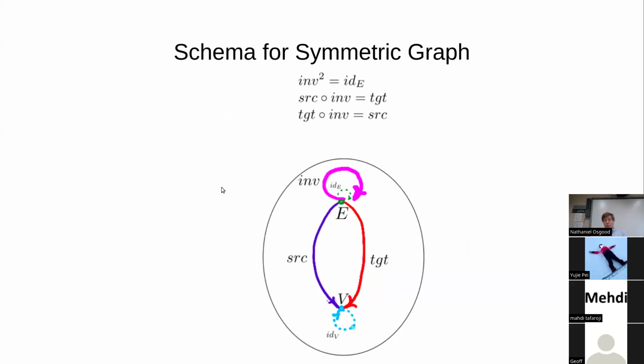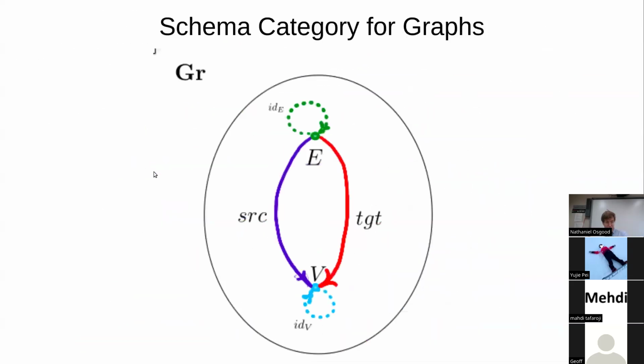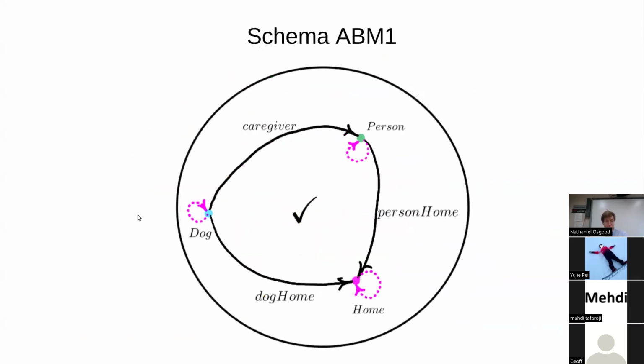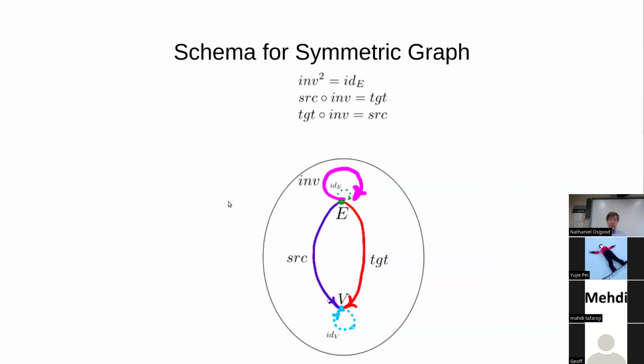So to ride this notion a little bit further, we've seen the schema earlier for graphs. The schema for graphs looks like this, right? Two objects, two morphisms from E to V, and two identity morphisms. The schema for symmetric graphs looks like this. In many ways, it looks the same. We have these identities with E and V and so on.